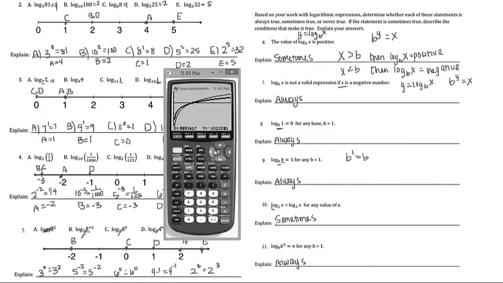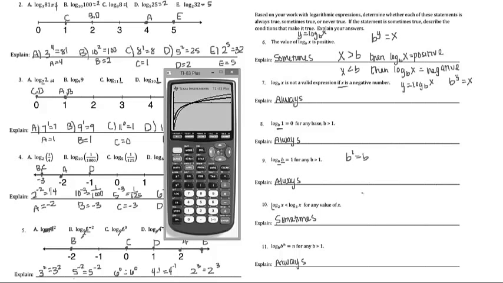I actually went through and graphed log base 2 of x and log base 3 of x. Now log base 3 of x is the thicker line, and log base 2 of x is the thinner line. You can see that log base 3 of x is bigger than log base 2 of x up until we get to where x is equal to 1. And then log base 3 of x is smaller and log base 2 of x is bigger. And right at x equals 1, they're equal to each other.